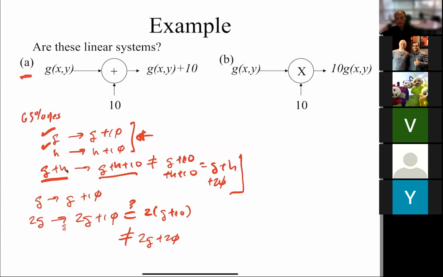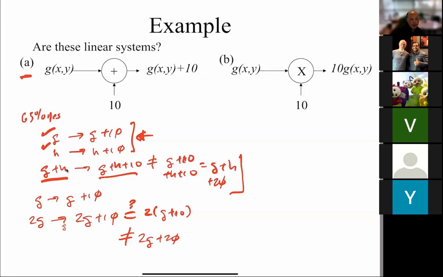Yeah, I think I got that. I think what I didn't expect was that if you feed in a function H, that is also supposed to give you H plus 10. I just thought that only applies to this specific G of X, comma Y. Oh, right. So G is just a name for something. It doesn't matter what G is. G is just the name of the function. So you can replace G with anything, and it's always going to give you that thing plus 10.